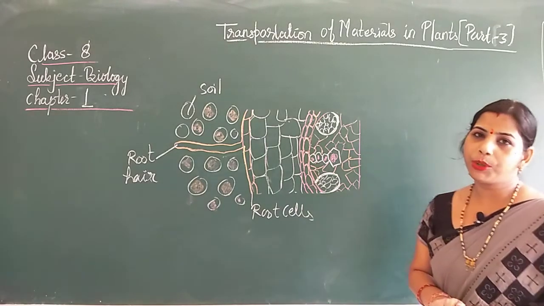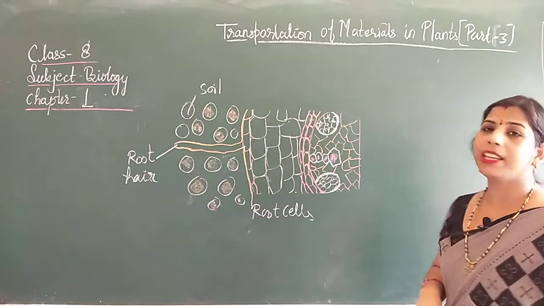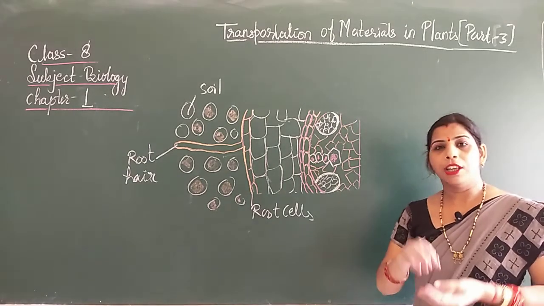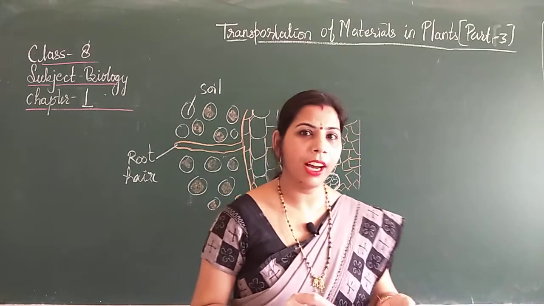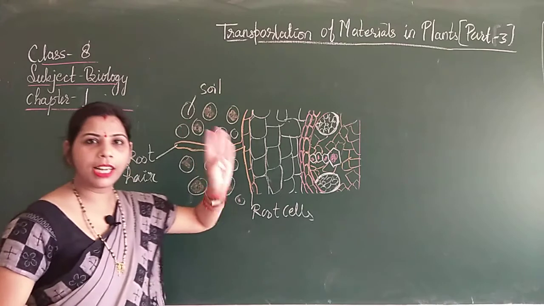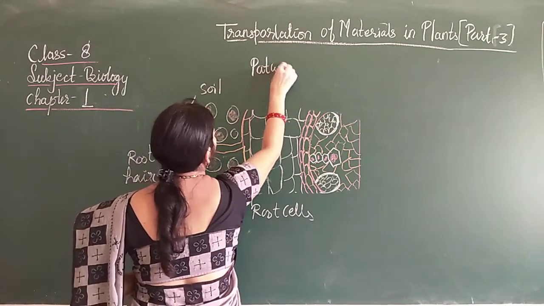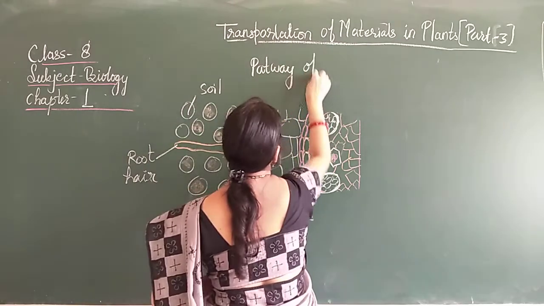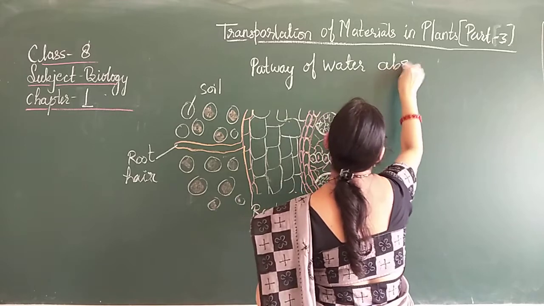So today I am going to start the third part of first chapter, and the name of chapter is transportation of materials in plant. So the first topic of today is the pathway of water absorbed by the root, and I already drew the diagram related to that. So let me write the topic: pathway of water absorbed by the root.